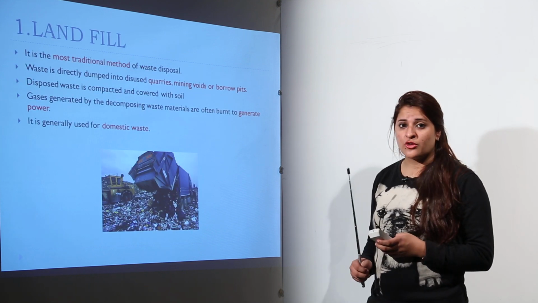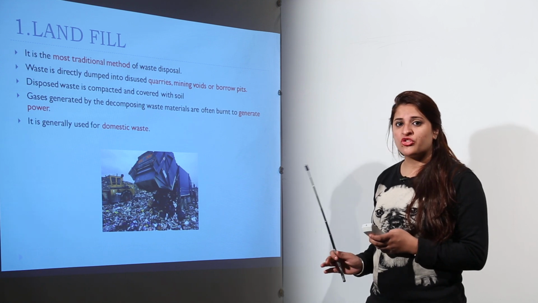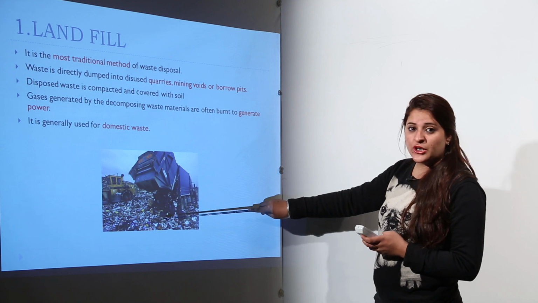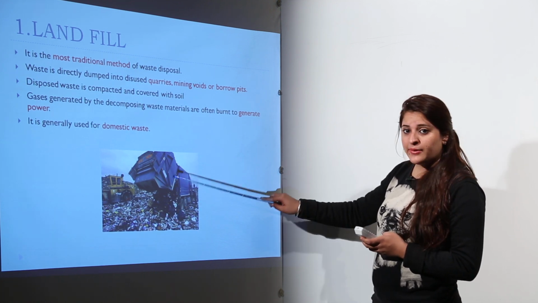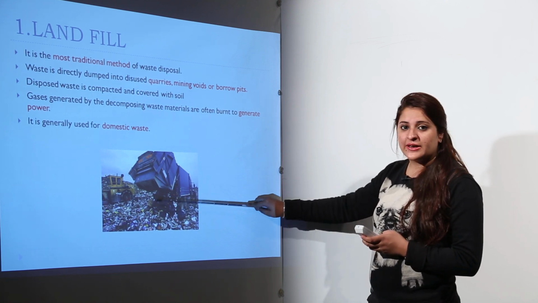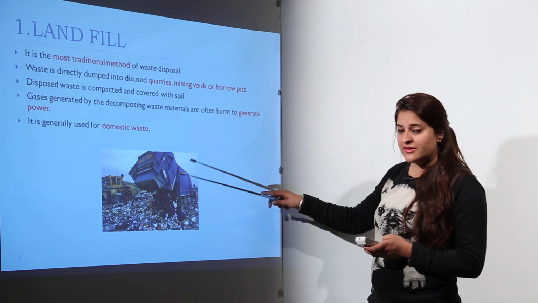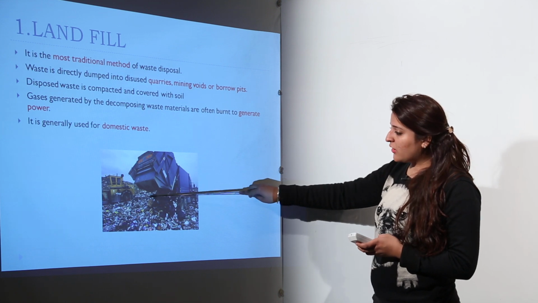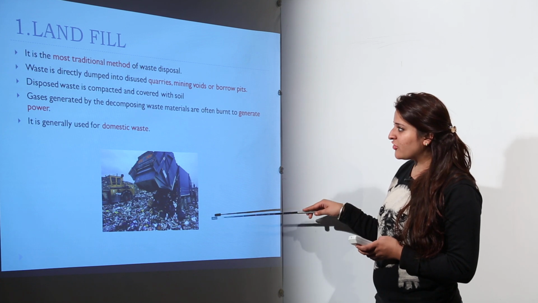Now moving on to some solid waste management methods. The first method is the landfill method. This is the most traditional method. In this method, the waste is directly dumped into disused quarries or borrow pits. So all the waste is dumped into pit-like structures, and this disposed waste is then compacted. Compacting is just compressing the waste with the help of different vehicles. The whole waste is compressed into a small structure.